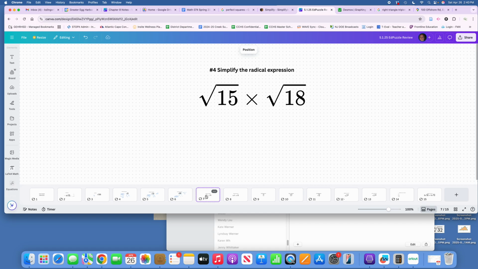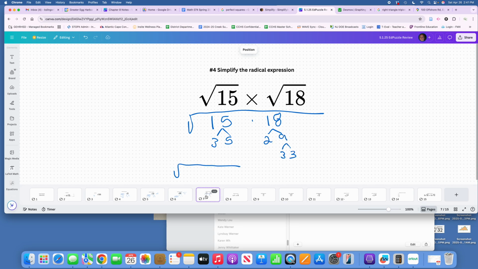Okay. Simplify the radical expression. So remember that when we are multiplying, we can put them all underneath the same radical. And now I can break these down. This is 3 and 5. This is 2 and 9, and 9 is 3 and 3.